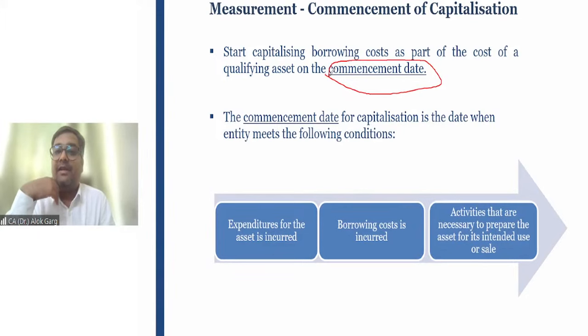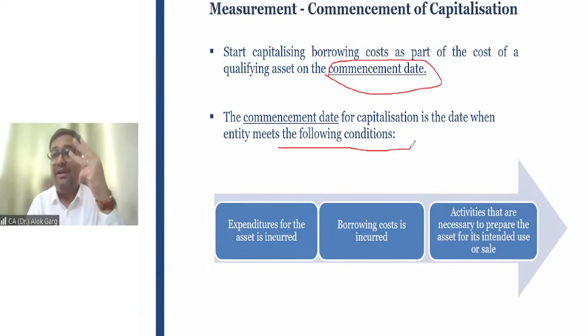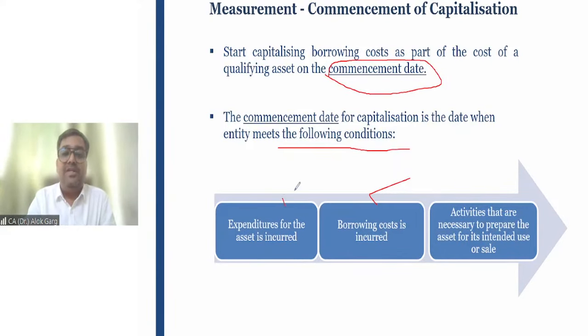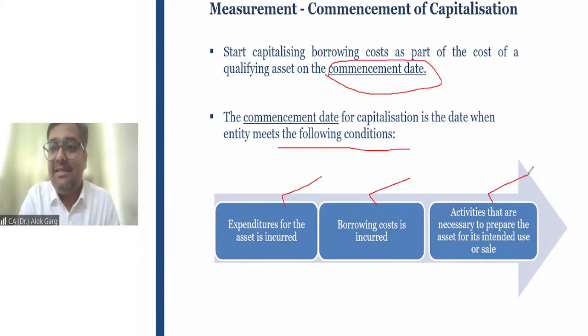The commencement date for capitalization is the date when the entity meets the following conditions. The commencement date is the date when three conditions are satisfied. Number one, borrowing cost is incurred. The company has taken a loan and the borrowing cost has already started. Number two, expenditure for the asset is incurred. For the construction of the factory, the company has already purchased the land. Number three, activities which are necessary to prepare the asset for its intended use or sale are started.